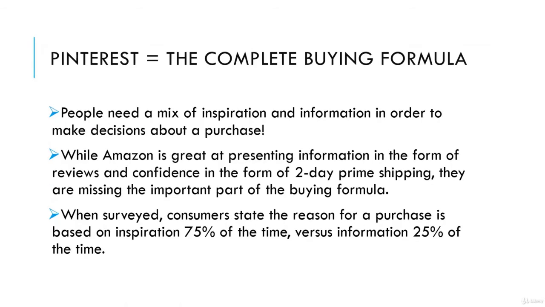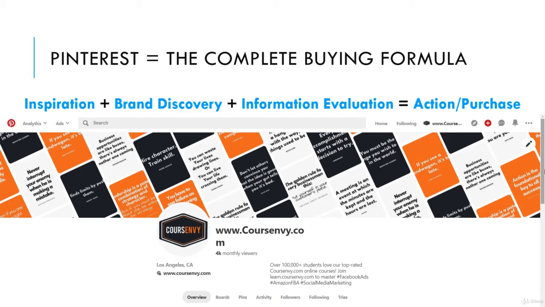Pinterest equals the complete buying formula. People need a mix of inspiration and information in order to make decisions about a purchase. So, while Amazon is great at presenting info, they give you reviews, they give you the confidence of 2-day Prime shipping, but they're missing an important part of the buying formula. When surveyed, consumers state the reason for a purchase is based on inspiration 75% of the time versus information 25% of the time. Take a screenshot of this slide now because it's important.